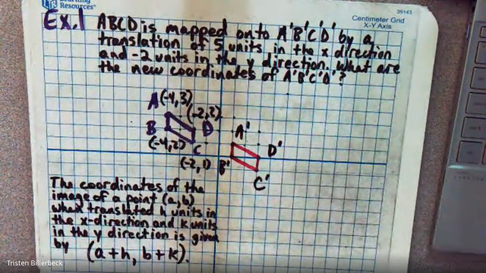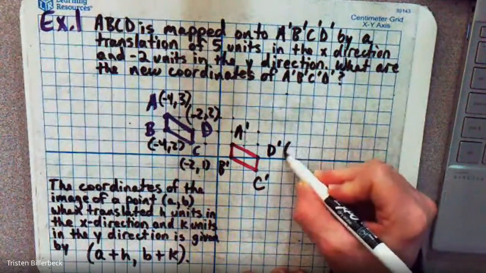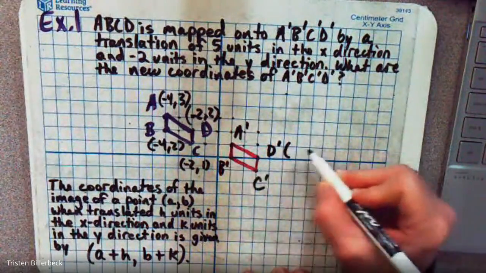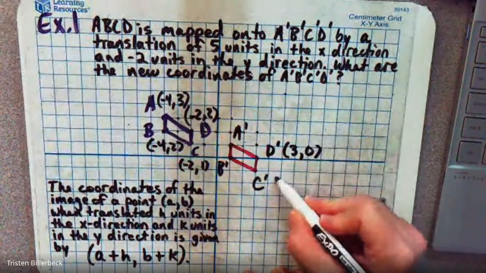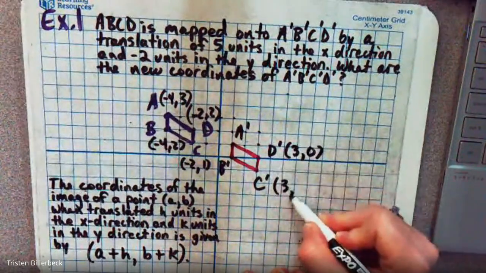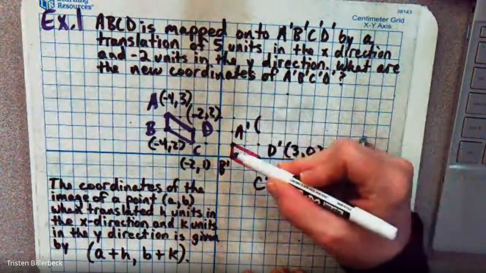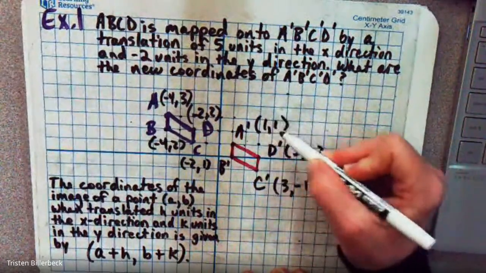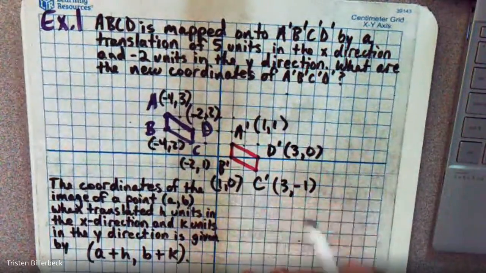So let's look at the new coordinates. The new coordinates for D prime is 1, 2, 3, so it's 3 on the X and 0 on the Y. For C prime, it's 3, -1. For A prime, it is 1, 1. And for B prime, we have 1, 0.